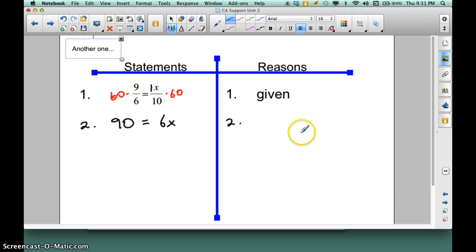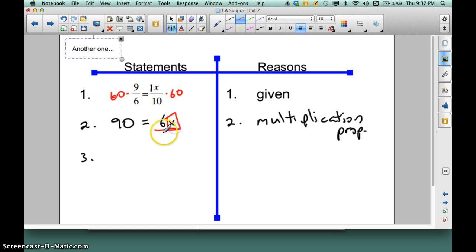What did you do? You multiplied everywhere here, multiplication property. And then, of course, keep in mind what you're trying to do. You're trying to get x by itself. You're not going to do anything to that 90. You need to get rid of the 6 that's in front of the x. It's being multiplied. To get rid of it, you divide. And what you do to one side, you do to the other.